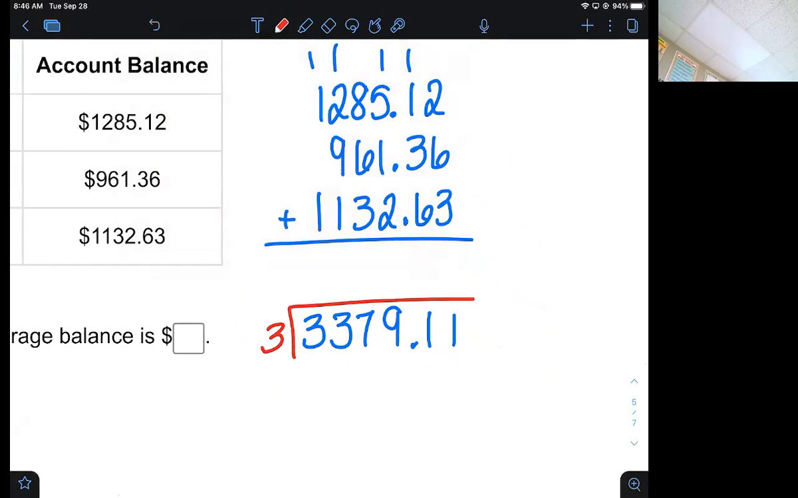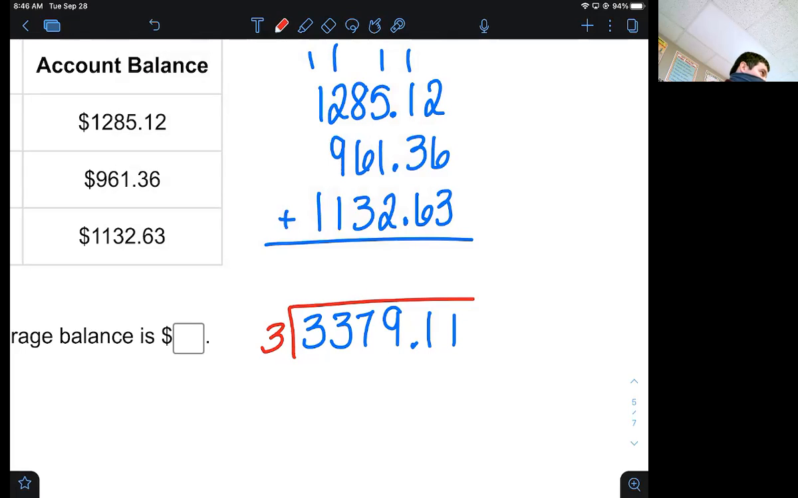So let's try it. What's 3 plus 3? 6. 6 plus 7? 13. 13 plus 9? 22. 22 plus 1? Plus 1? Does 3 go into 24? So 3 is going to go into this decimal evenly. That's nice for us to know.